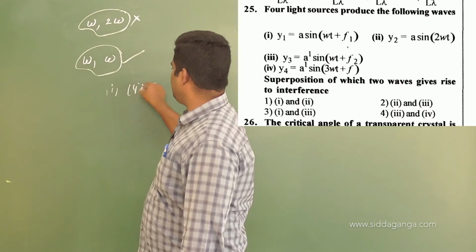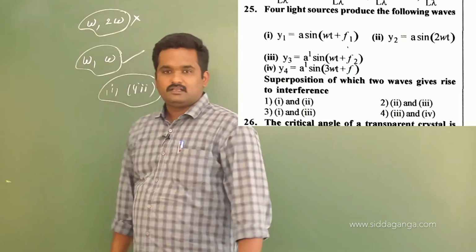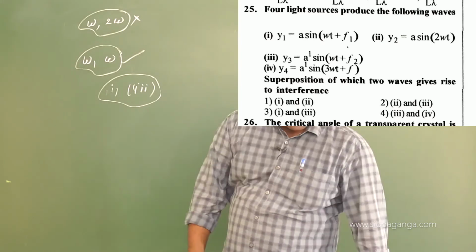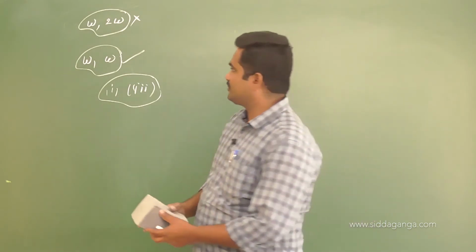These two waves, when they are superposed, we have 1 and 3, which means which option will we get? Third option. Simple. And then go for the 26th problem.